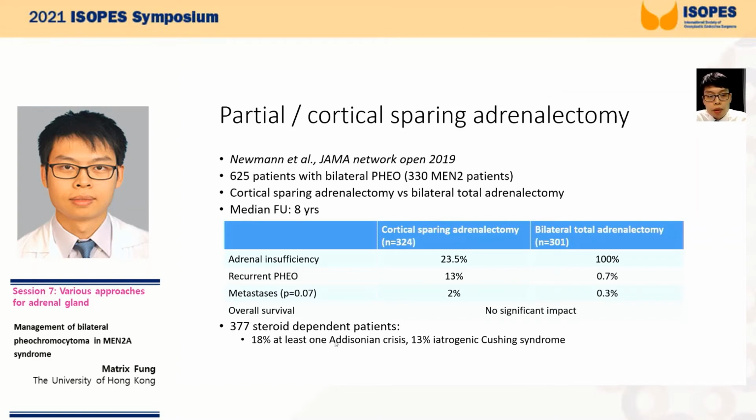Moreover, for the patients who became steroid dependent, at least 18% of them developed at least one Addisonian crisis, and 13% of them developed iatrogenic Cushing syndrome. So, with the low rate of metastasis and no significant impact on survival, together with an acceptable recurrence rate, it seems that cortical-sparing adrenalectomy is the current trend for bilateral pheochromocytoma in MEN2 patients.